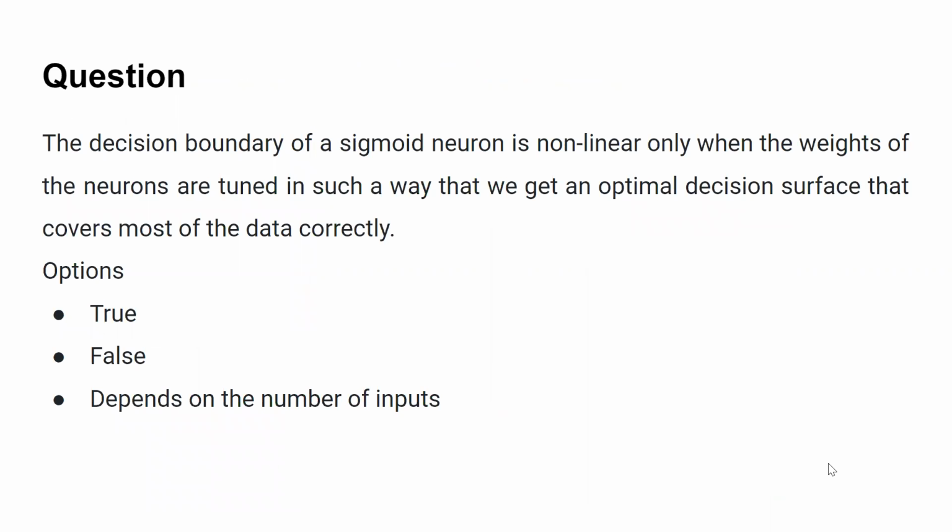Now can you quickly answer this question? The decision boundary of sigmoid neuron is non-linear only when the weights of the neuron are tuned in such a way that we get an optimal decision surface that covers most of the data correctly. True. Yes, it's true.